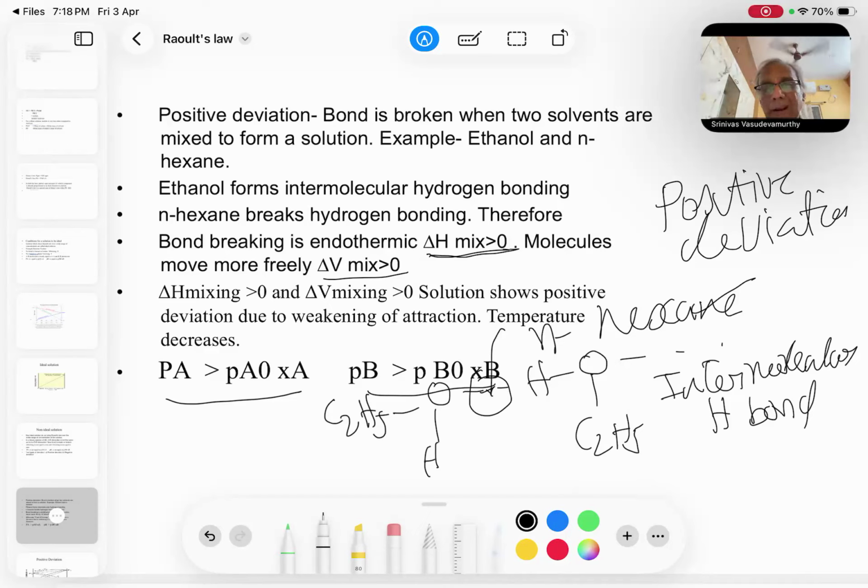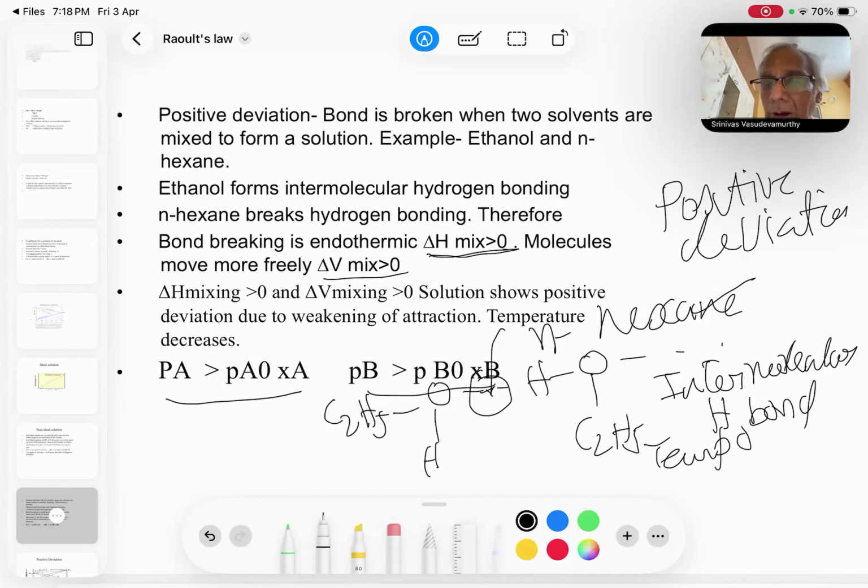So PA is greater than P naught A in the mole fraction of A. PB is greater than P naught B in the mole fraction of B here. So everything is positive here. But only one thing is going to decrease here because it's an endothermic process. Energy is absorbed from the surrounding. So the system takes the energy from the surrounding, and the temperature of the solution will decrease.